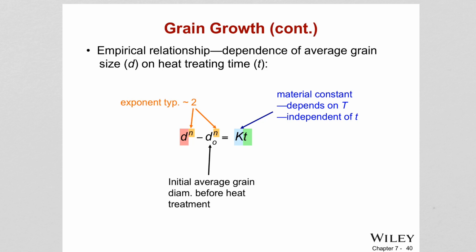K is a constant depending on what type of material you have, and it is independent of time, and t is the time. So from this equation you can figure out the dependence of grain size on time.